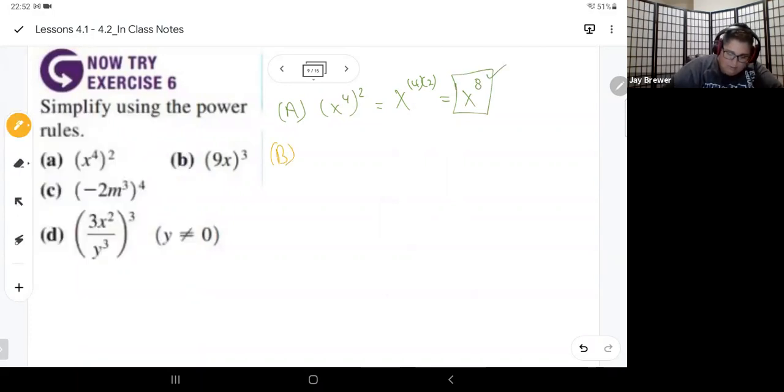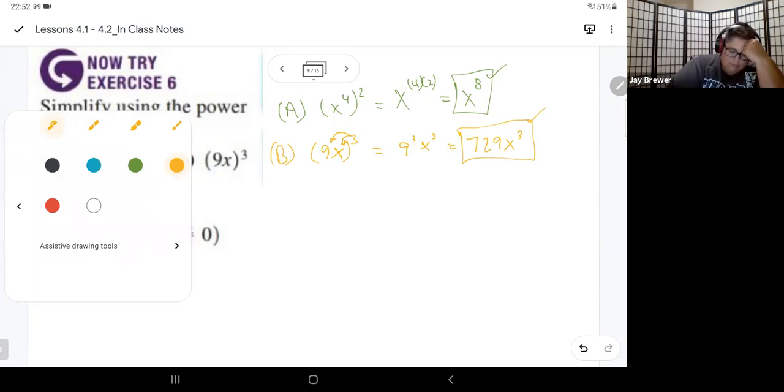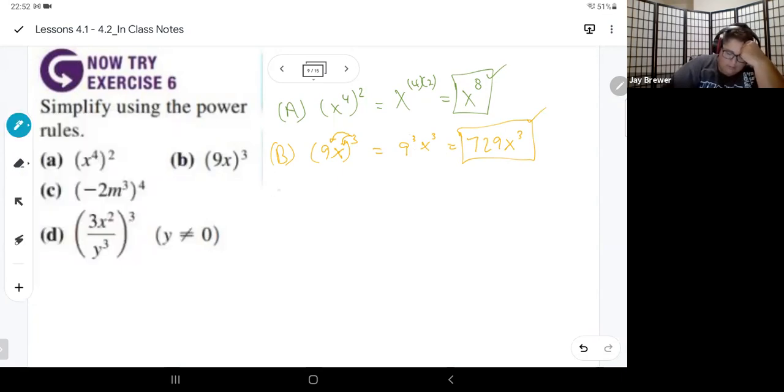B, we're going to distribute in. It's 9x, cubed. I'm going to take that cube and give it to the 9 and to the x. So we're going to have 9 cubed x cubed. But we actually get to simplify this first part. If you use your calculators, you'll find 9 cubed is not one we have memorized, but it's 729 x cubed. Do not try to type your x into your calculator. You will end up getting an error, or it'll ask you to store it. You don't want to do that.